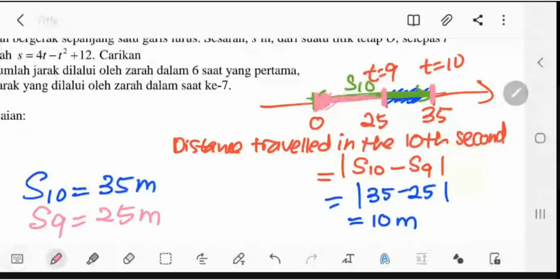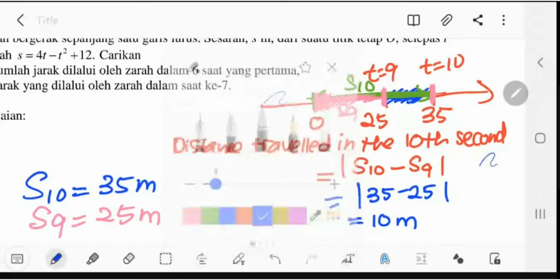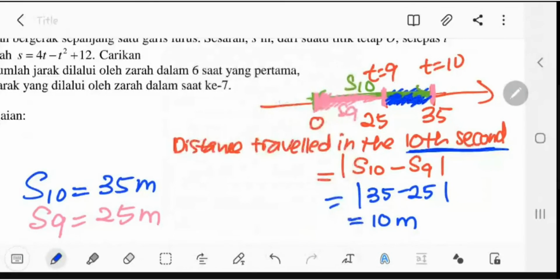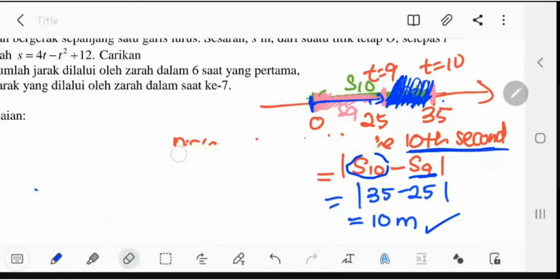So disebabkan soalan tanya distance travel in the 10th second, kita nak part ni je. That's why kita kena ambil semua iaitu S10, tolak dengan here to here, that is S9. Then we get this. So this part is 10 meter. Boleh faham ke? Boleh, cikgu.